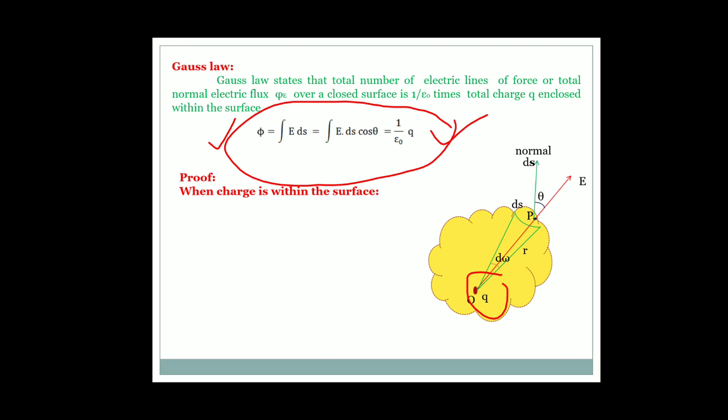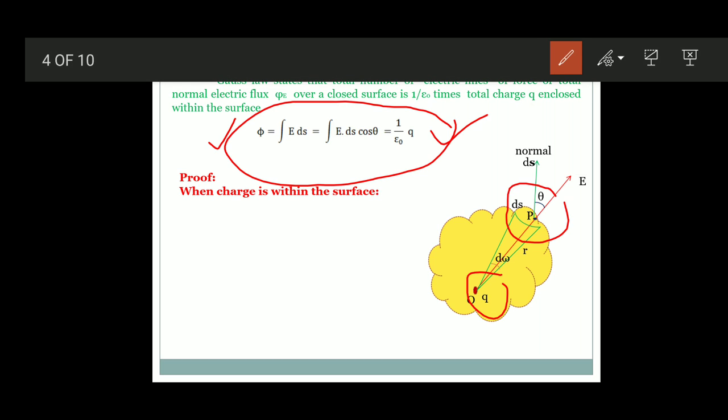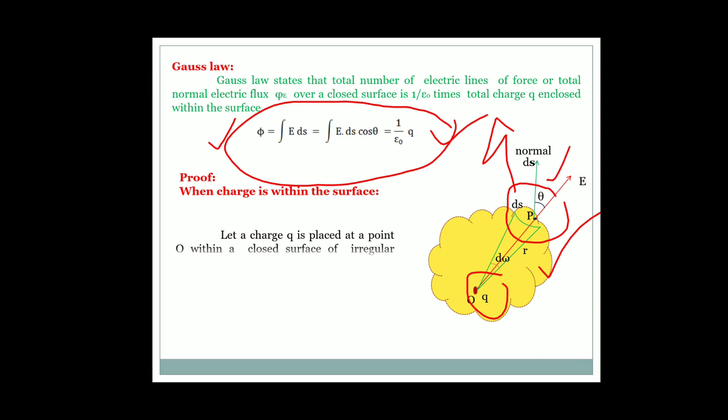Different electric lines of force pass along different directions. Here ds is some surface area we observe, ds is the normal drawn to the surface area, and theta is the angle between E and ds. And r is the distance between point O and point P, where P is a point on the surface of the enclosed object. So this is the explanation.